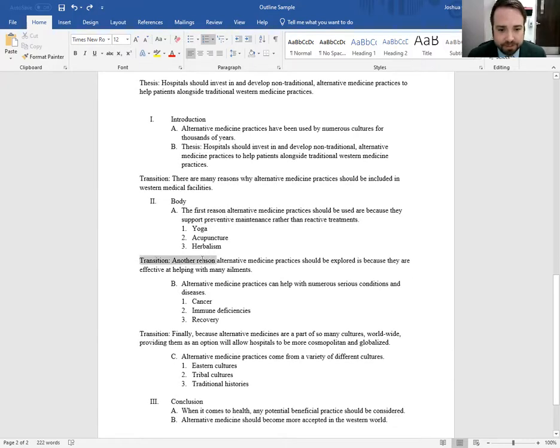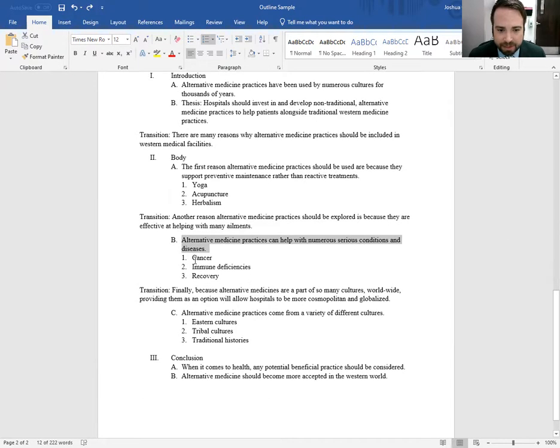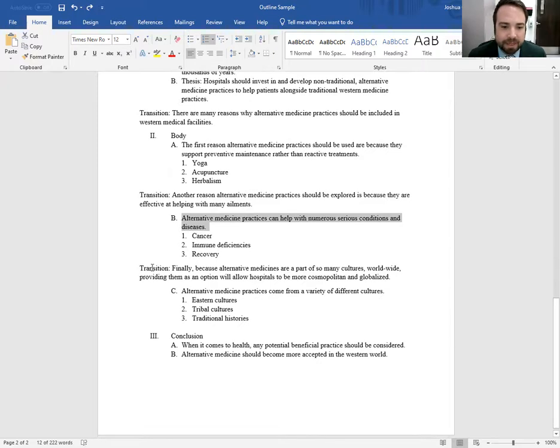I have a transition. Another reason alternative medicine practices should be explored is because they are effective with helping many ailments. Then I have my topic sentence again. Alternative medicine practices can help with numerous serious conditions and diseases. And then again, my 1, 2, and 3 are examples of this. Same thing again, transition, third main point, example 1, 2, 3.